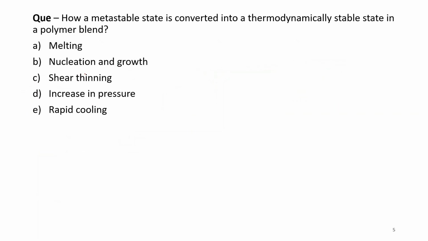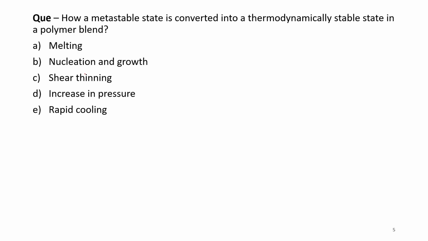Let's move on to the next question. How is a metastable state converted into a thermodynamically stable state in a polymer blend? Option A, melting; B, nucleation and growth; C, shear thinning; D, increase in pressure; E, rapid cooling. So what do you think, which should be correct?